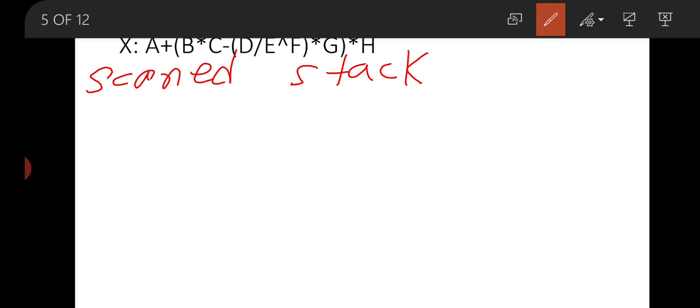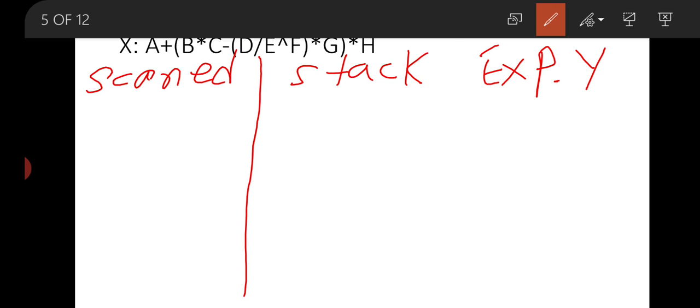In the table we have to put the symbol scanned. First is the scanned symbol, the symbol which we have scanned. Second one is our stack. We will maintain the stack status in the stack. And next one is our expression, which we have to convert, expression y. This is the table.